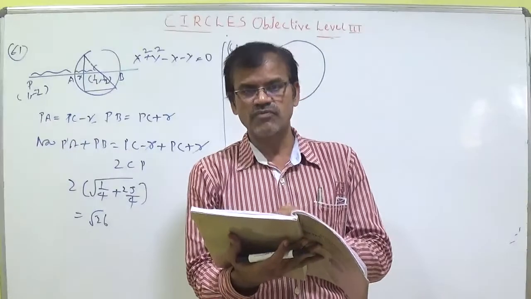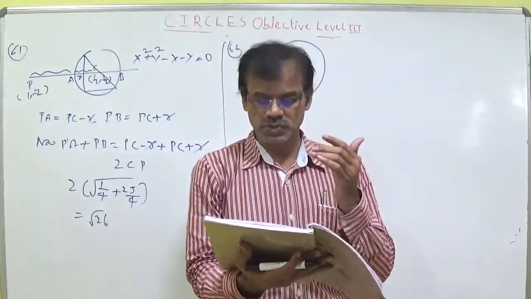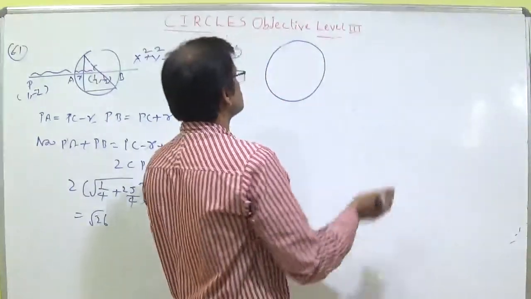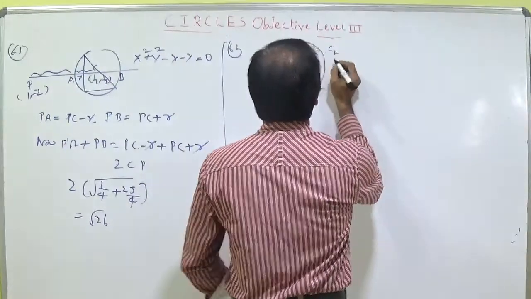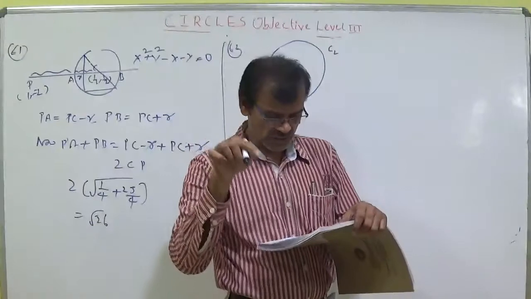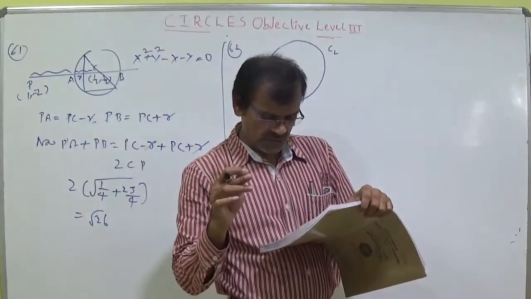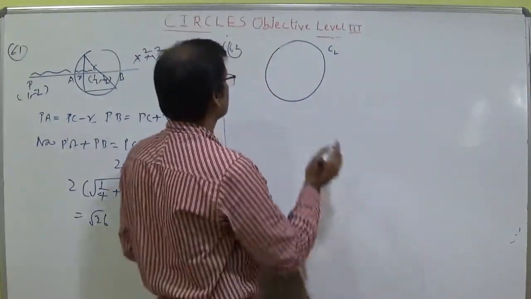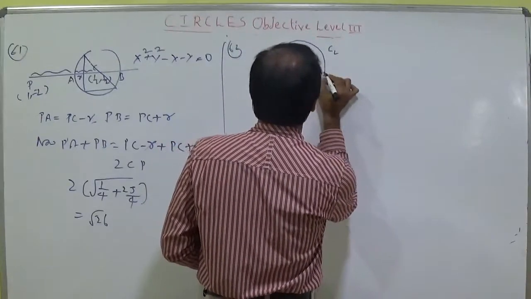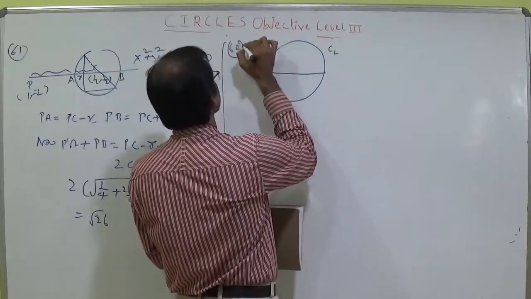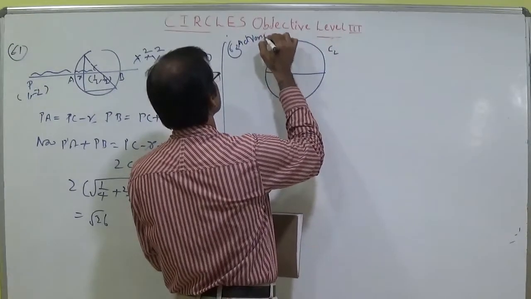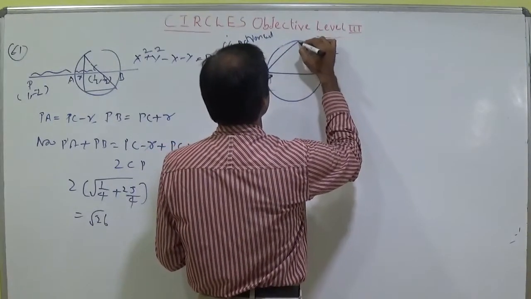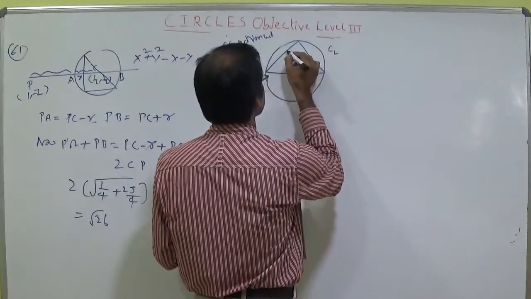If two tangents are drawn from a point on C2 to the circle C1, and the tangents meet C2 again at the ends of a diameter, then what is the value of R? This is an absolutely advanced question, just a logical thinking question. Draw like this, and you will be able to understand.